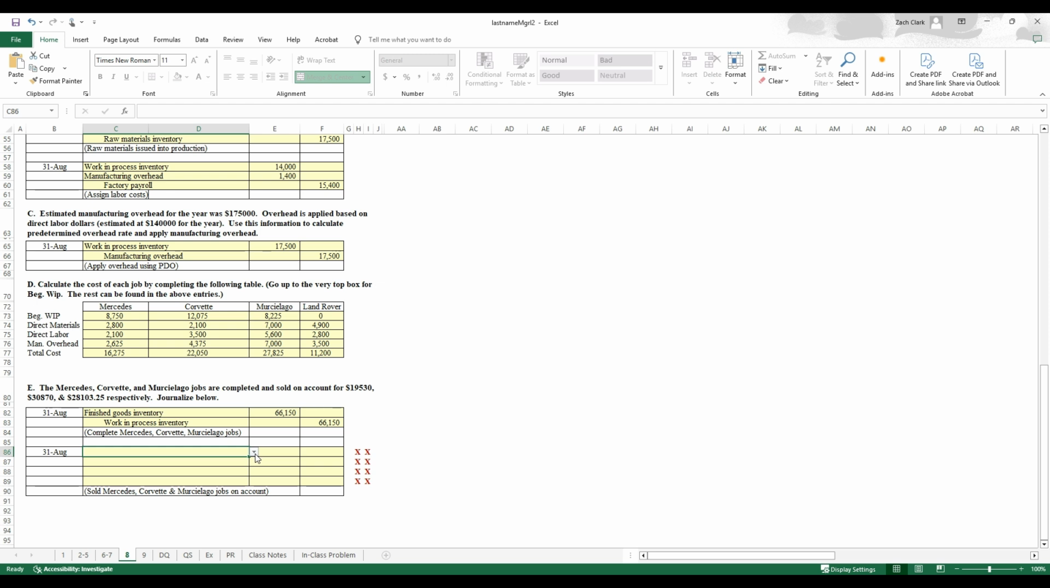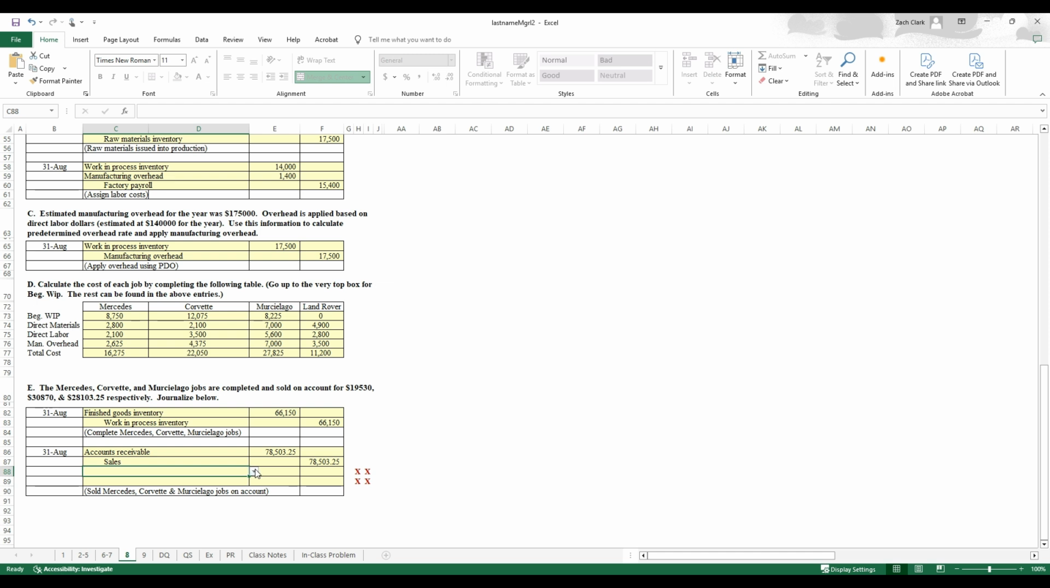And so our total sold on account, keep that in mind, that means accounts receivable. Still the same credit, whether it's accounts receivable or cash or anything, is sales revenue. And what did it say we sold them for? Okay, so we need to add those together. 19,530 plus 38,70 plus 28,103.25. Okay, so that's our total sales amount.